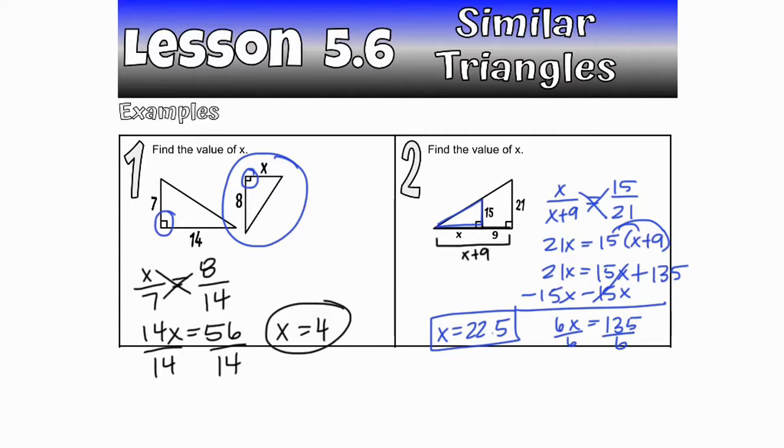If it was asking for the length of the bottom of that larger triangle, you would have to plug in 22.5 for x and add 9 to it. But that's not what it's asking for. Just be careful, because on your skill check, sometimes it asks for x, and sometimes it asks for a measurement or a length. So you'll just need to pay attention to that.